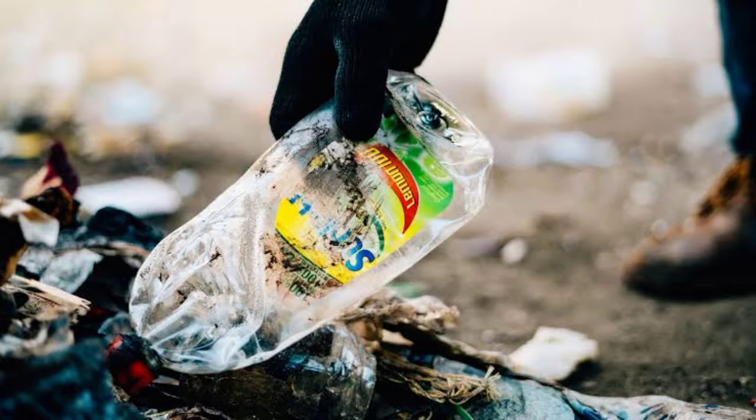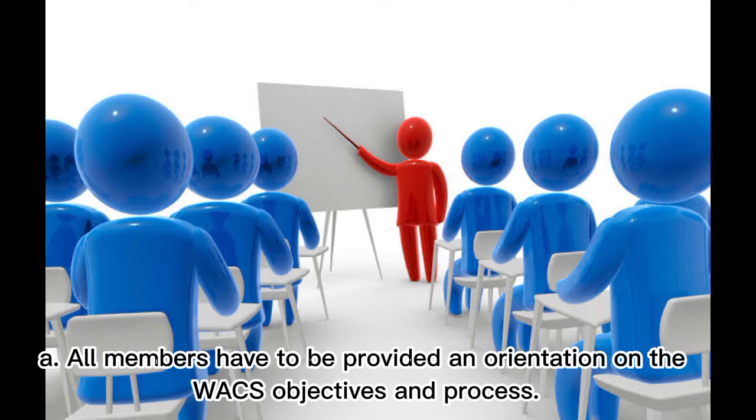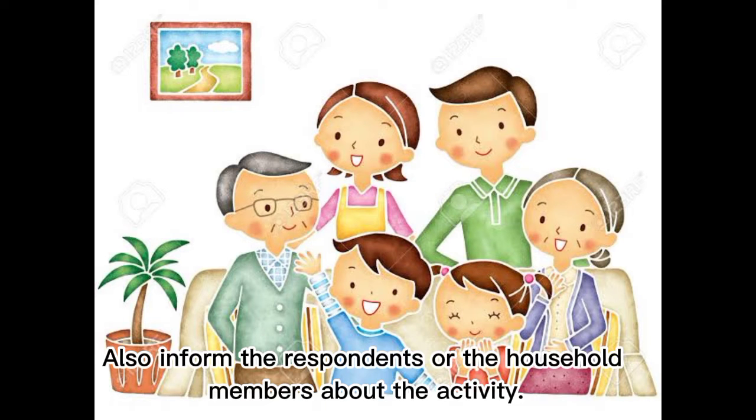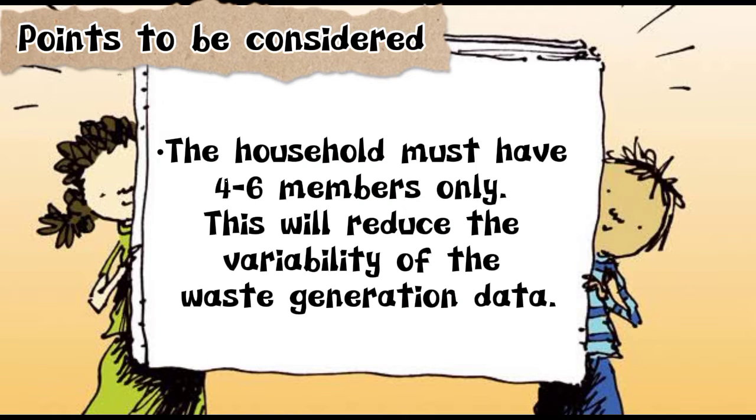Procedure 1. Preparation and Training. A. All members have to be provided an orientation on the WAC's objectives and process. They need to be trained on the proper waste segregation and informed of the risk and hazard during the waste sorting. Also, inform the respondents or the household member about the activity. Points to be considered.